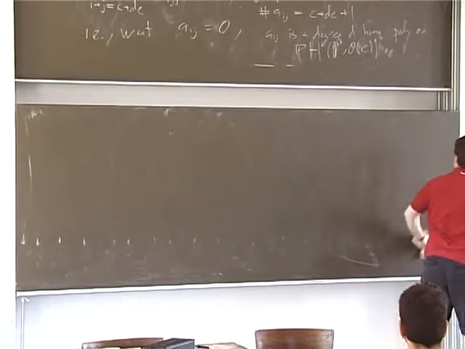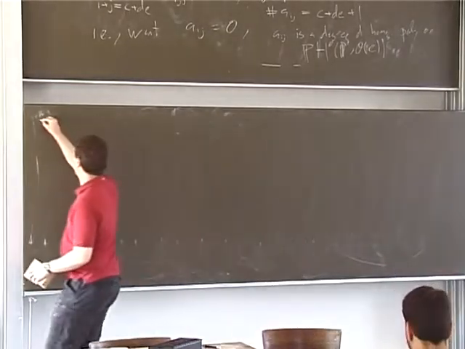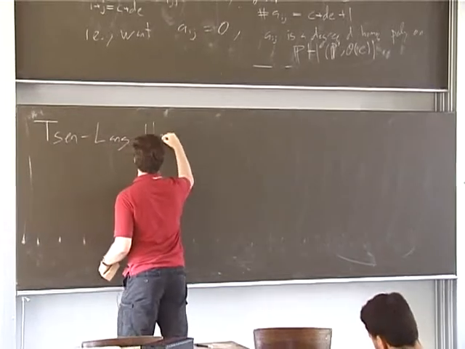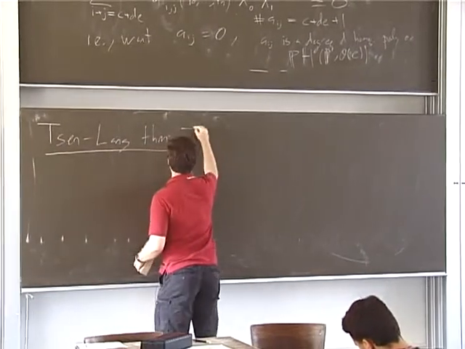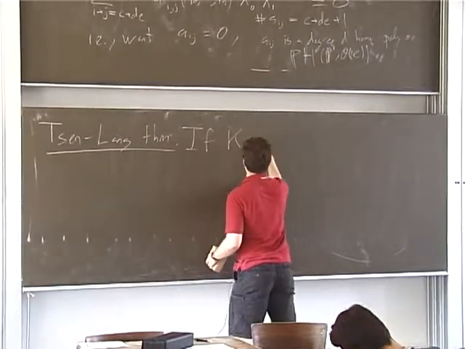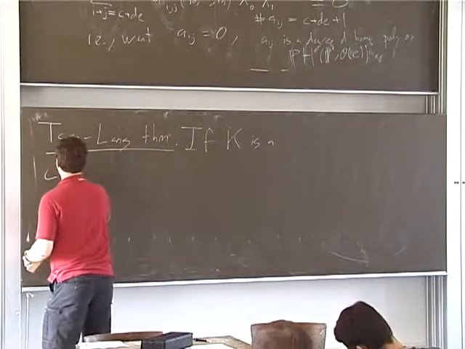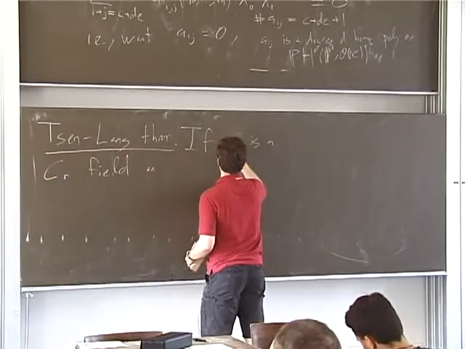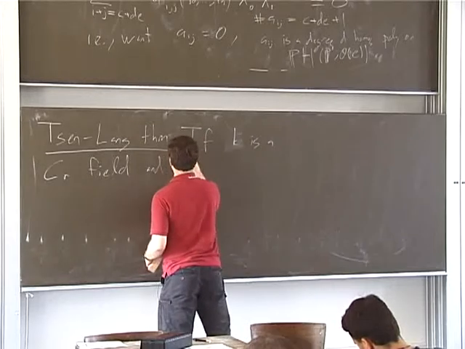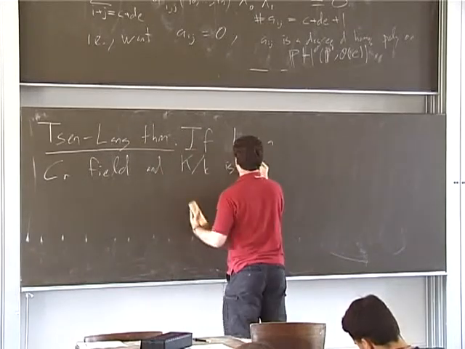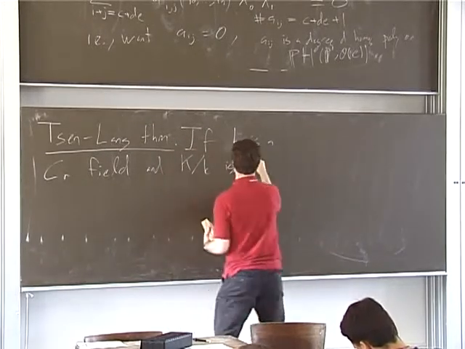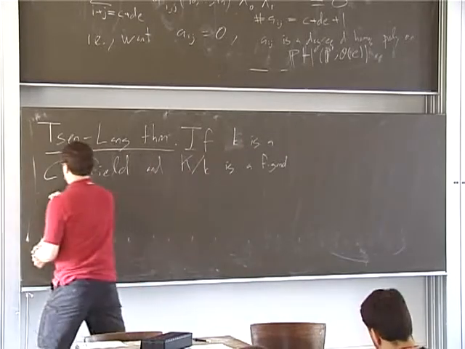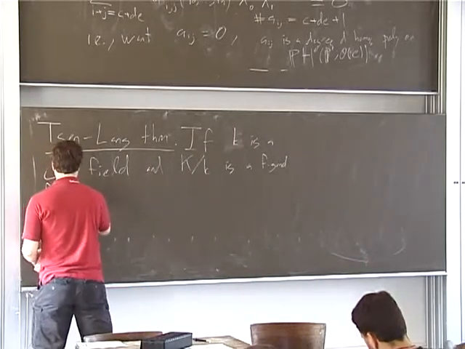What I am attempting to say, but not managing to get out, is the following. If K is a CR field, let me say little k here, and capital K over little k is a function field of a curve, so is a finitely generated field extension of transcendence degree 1.